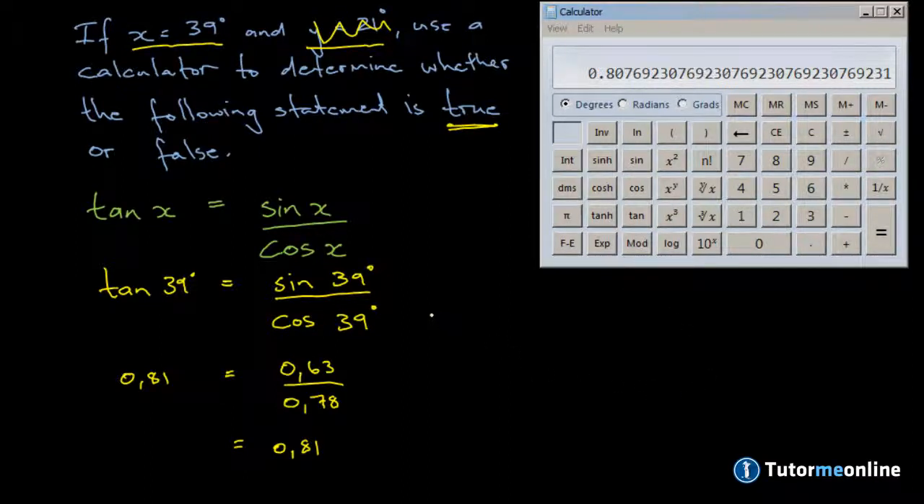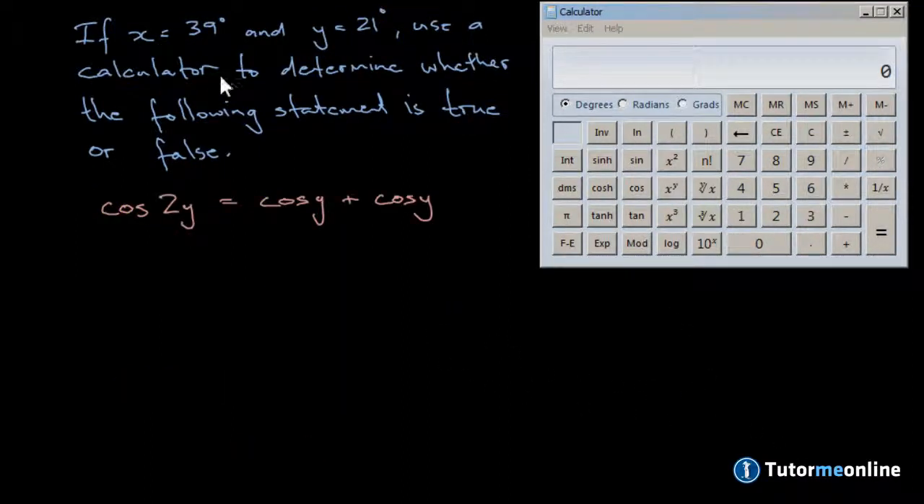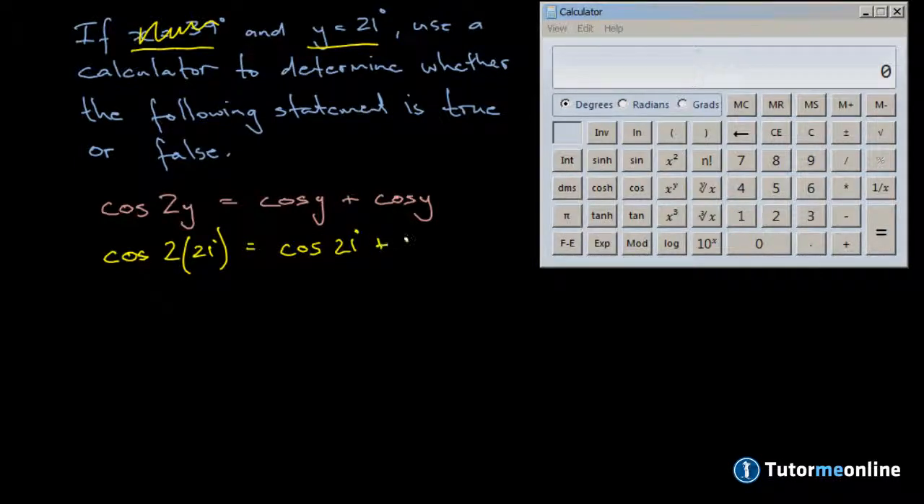I think let's do one more example. So once again, we'll just make a note of the values that have been given to us, which are the values of x and y. And in this equation, we are dealing just with y, so we don't even need to know what the values of x are. So let's substitute the values for y into the equation. So that would be cosine of 2 times 21 degrees equals the cosine of 21 plus the cosine of 21.